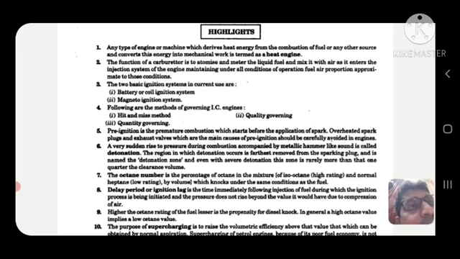The function of a carburetor is to atomize and meter the liquid fuel and mix it with air as it enters the induction system of the engine, maintaining under all conditions of operation a fuel-air proportion approximate to this condition.